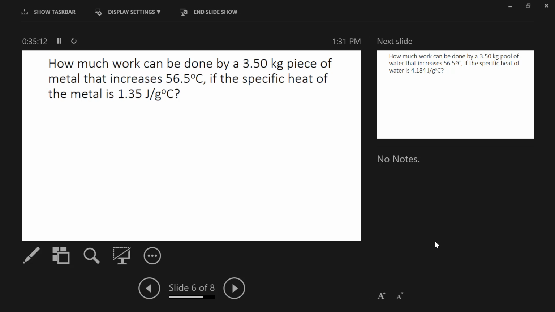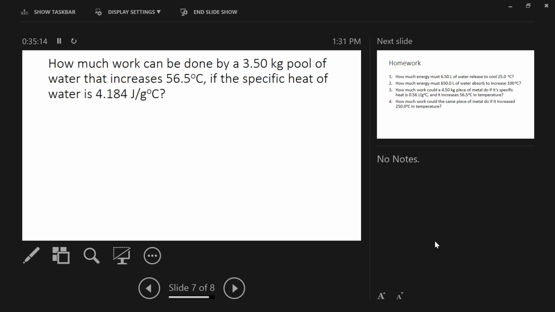All right. So let's do this one. How much work can be done by a 3.50 kilogram pool of water that increases 56.5 degrees Celsius if the specific heat of water is 4.184 joules per gram degrees Celsius? All right. Can I erase this? Anybody still writing this? Okay.